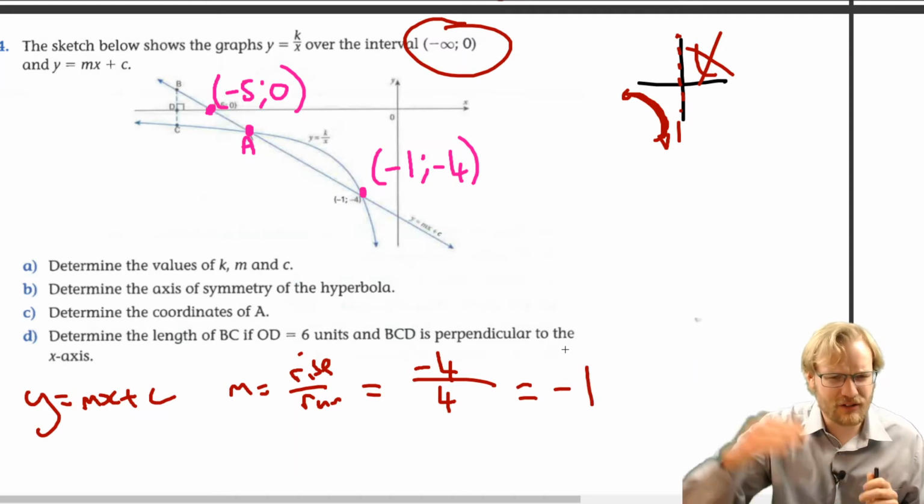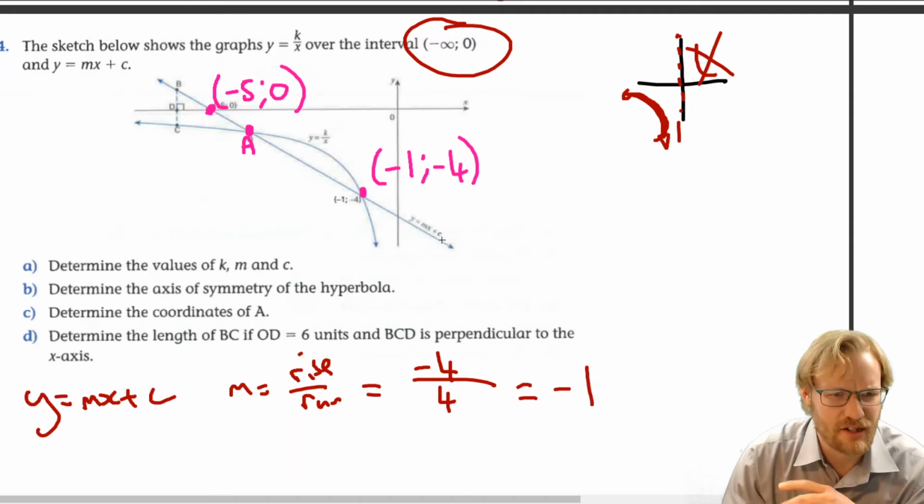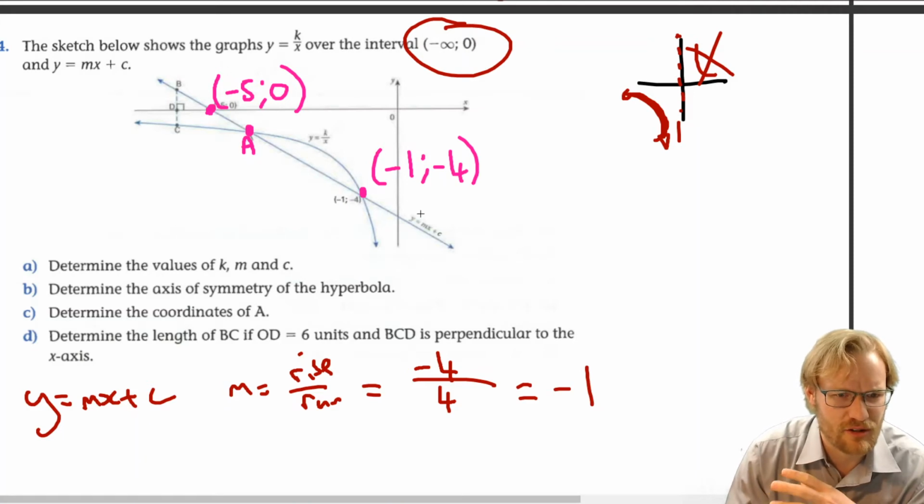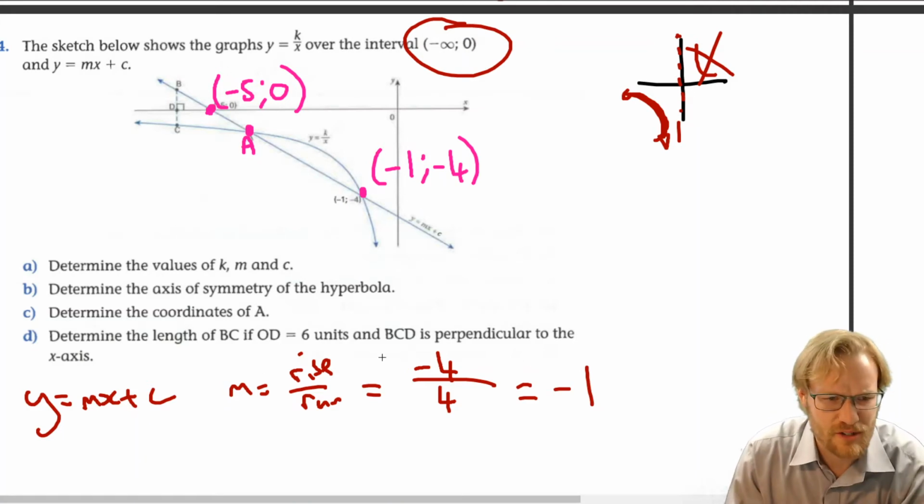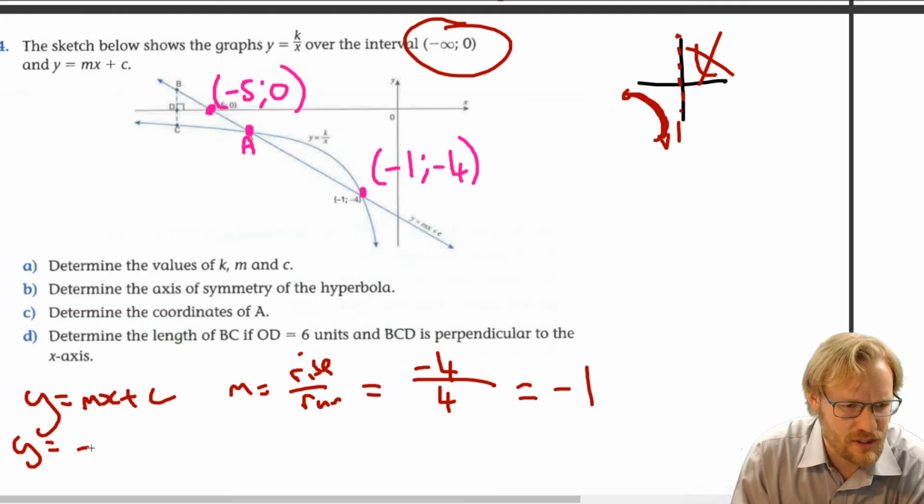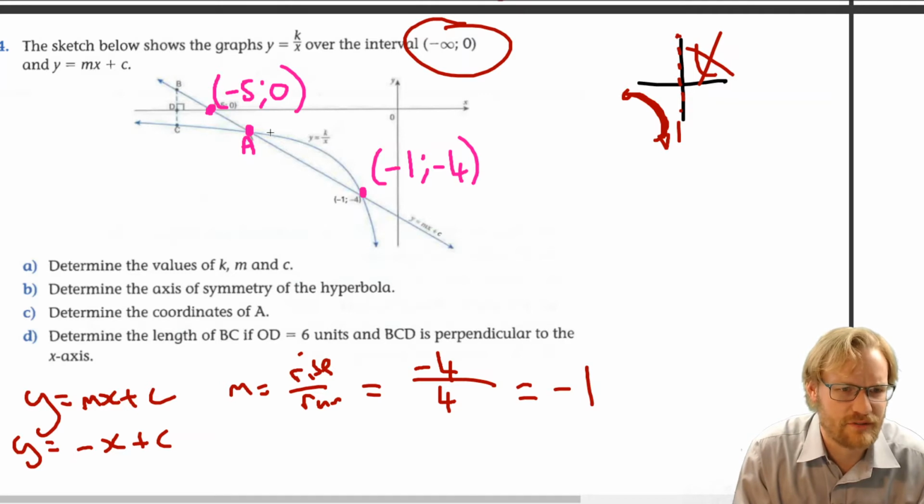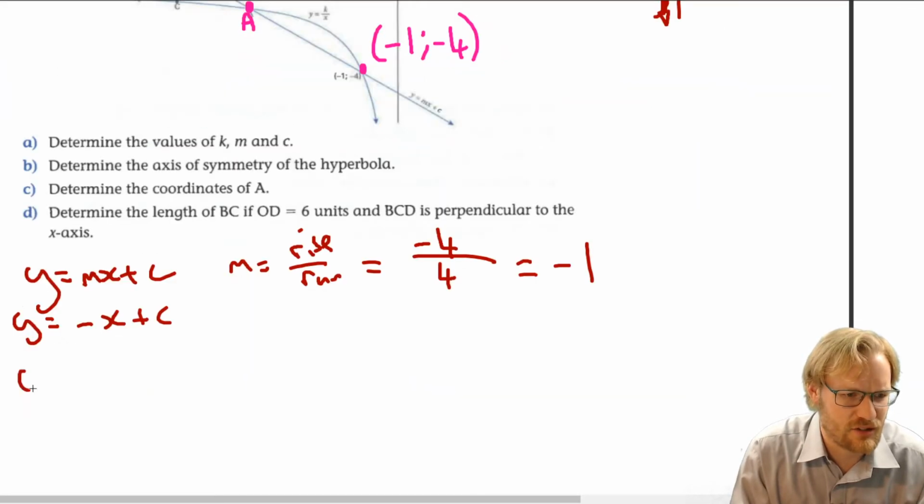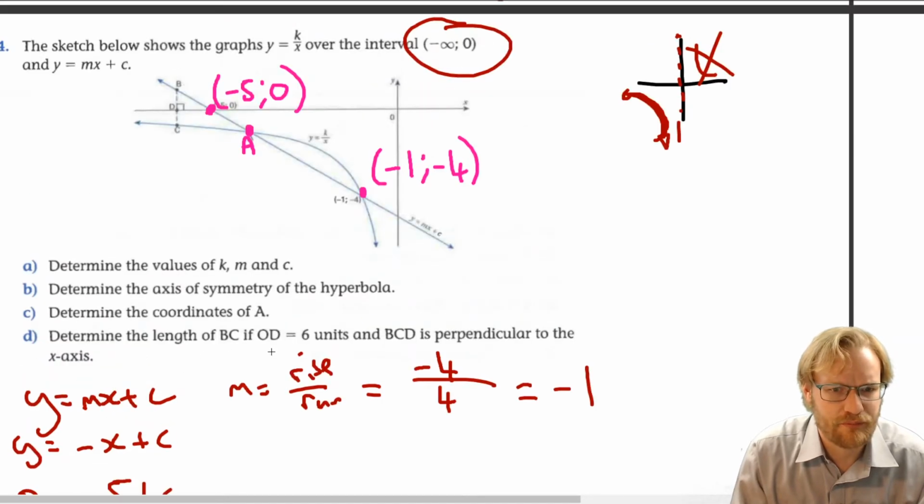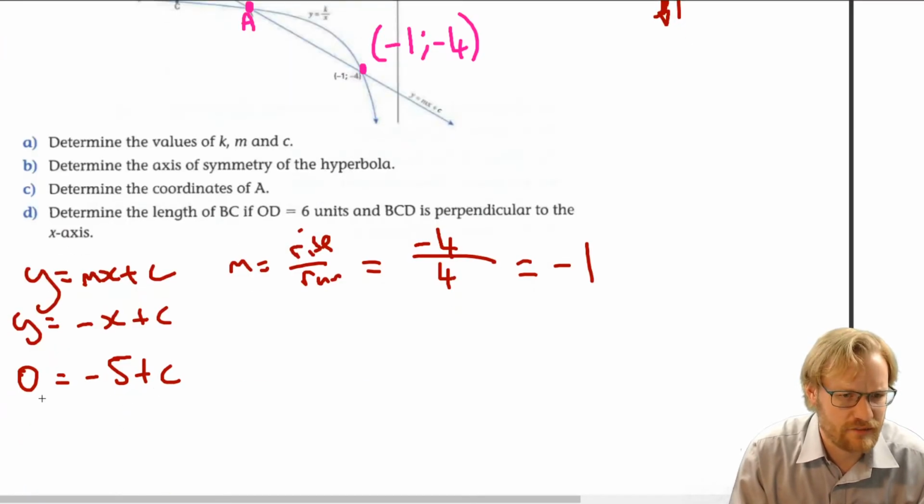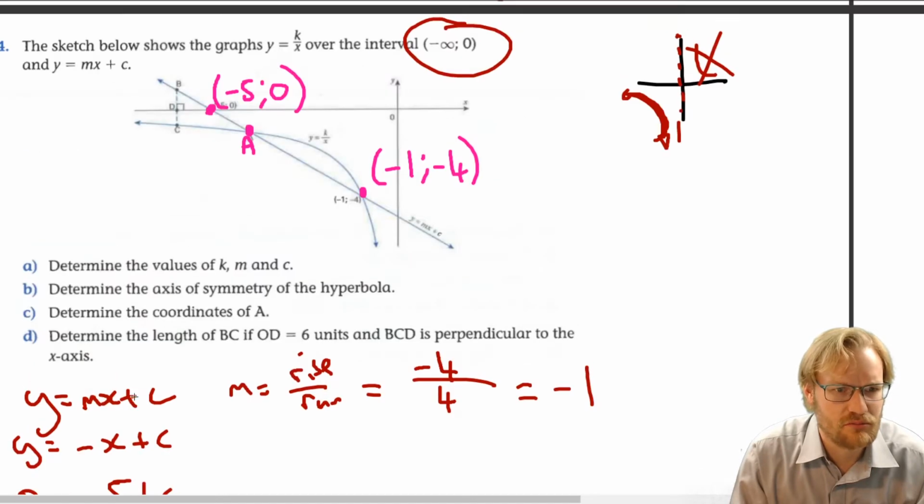Okay, and negative feels right. It's going down. -1, well, our graph's not to scale, so we can't really tell if that feels right or not. Okay, so y equals -1x plus c. Let's sub in a point. I'm going to go for this point up top left here because it looks a bit easier. So 0 equals -5 plus c. Cool. Well, therefore, c equals 5.